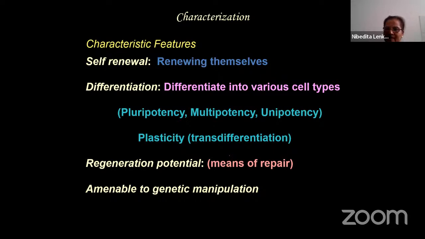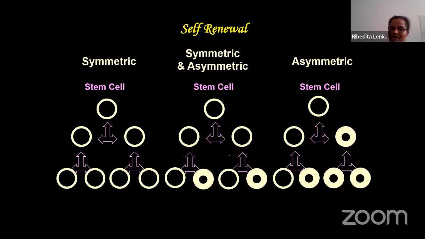So once you get the cells, now you have characterized them. Then comes cell renewal. Cell renewal can be either symmetric plus asymmetric, or asymmetric. I already told you about indefinite cell renewal versus limited.